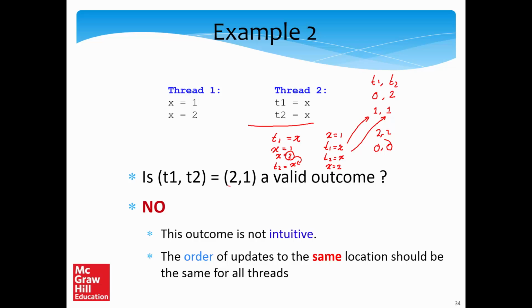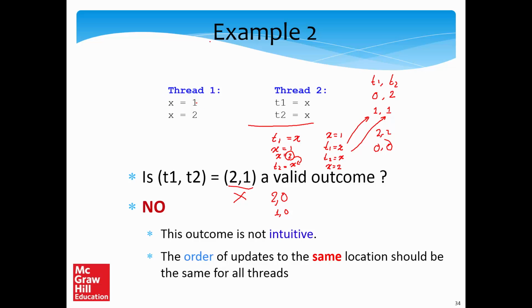What is not valid? 2 comma 1 is not valid because we should see 1 and then 2, right? But we can't see 2 first and then 1, so this is not valid. 2 comma 0 is also not valid. 1 and 0 is also not valid, which means first we saw this and then we stopped seeing it. So these outcomes are not valid.